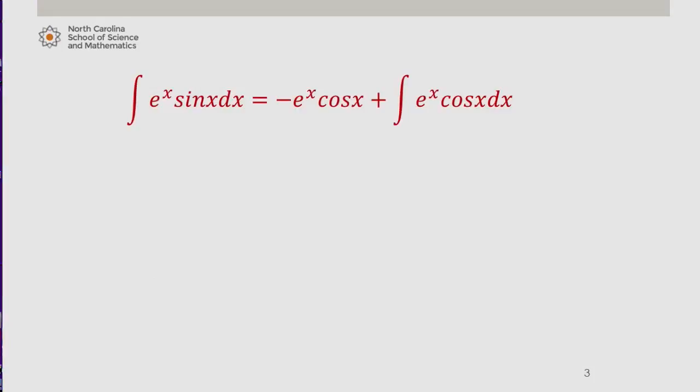This seemingly looks like we're in the same spot as we were at the beginning. However, let's proceed by applying the method again, this time on the integral of e to the x cosine of x dx. Suppose in this case, we're going to let u equal e to the x, and dv will be cosine of x dx. du would then be e to the x dx, and v would be sine of x.